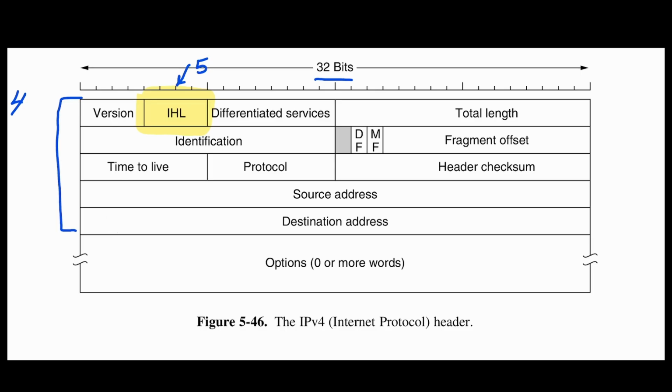And what about the maximum? The maximum number we could put here, since it's only 4 bits, is 15. So 15 tells us that we have 15 rows, and each row is 4 bytes. 15 times 4 is 60 bytes in total. So we have 20 fixed bytes at the beginning and 40 bytes for the options.